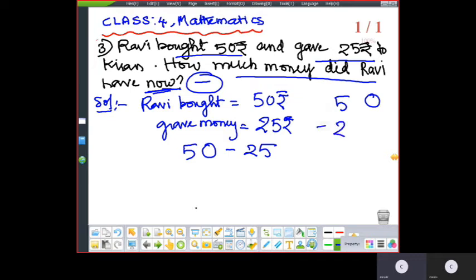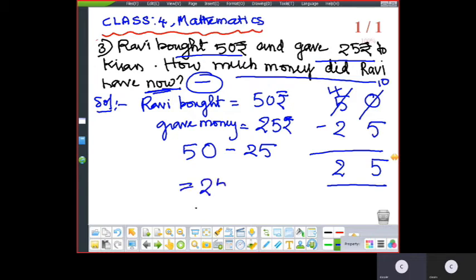50 minus 25. So, a 1-digit and 10s, 2-digit number. 0 will not go into 5, so 0 becomes 10. So, 5 minus 1 is 4. 10 minus 5 is 5. 4 minus 2 is 2. So, how much money is Ravi left with? 25 rupees. How much money, children? 25 rupees Ravi has at present. Yes or no? Okay, children.